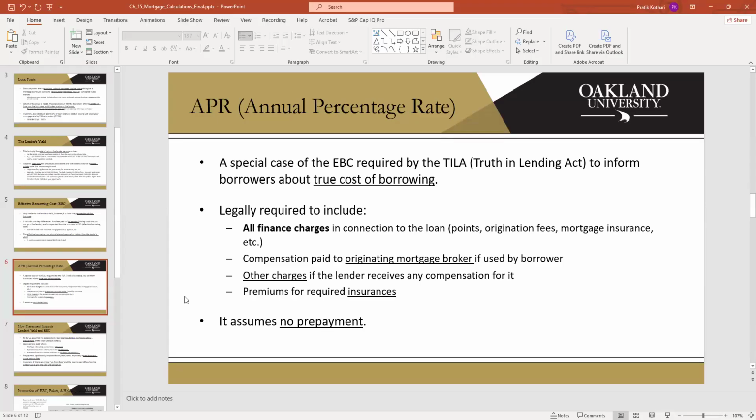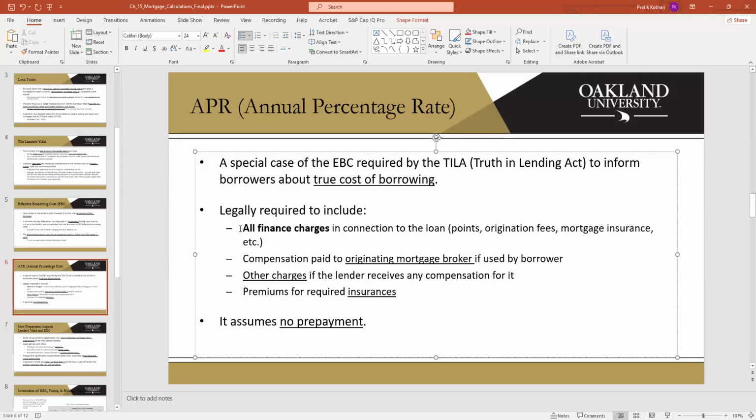Now, let's talk about a similar concept which is extremely popular in mortgage discussions, APR or annual percentage rate. APR is a special case of the effective borrowing cost. And the Truth in Lending Act actually requires the lenders to inform the borrowers what the APR on a loan is. It's supposed to get at the actual true cost of borrowing for the borrowers.